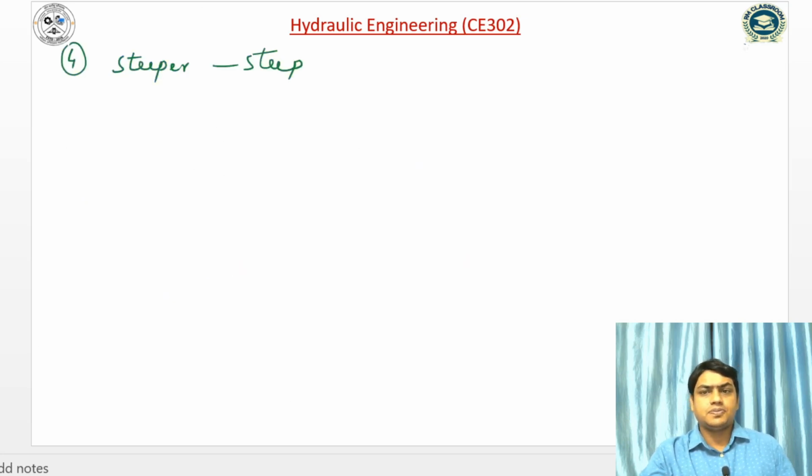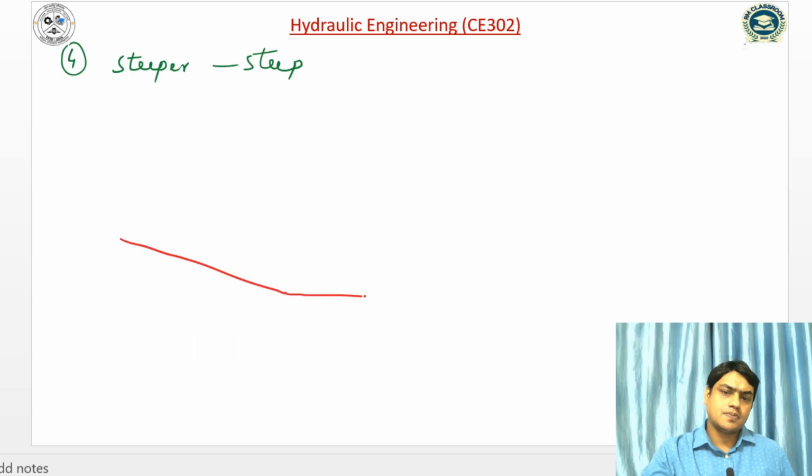Similarly, steeper to steep. The steeper slope will be more as compared to the steep.